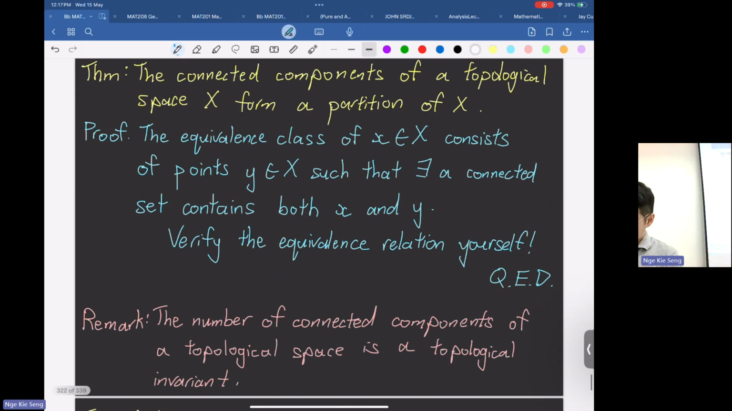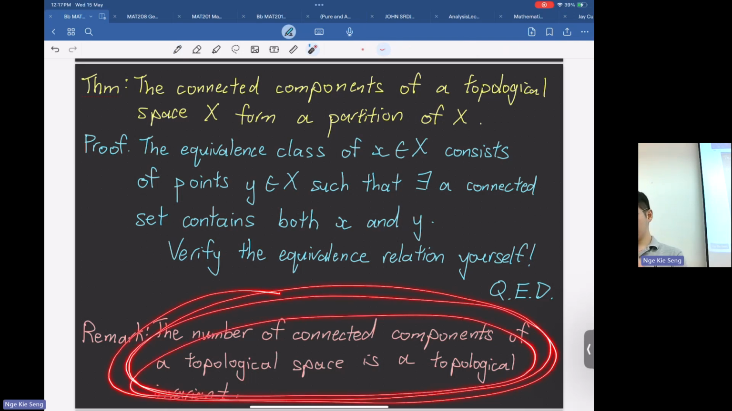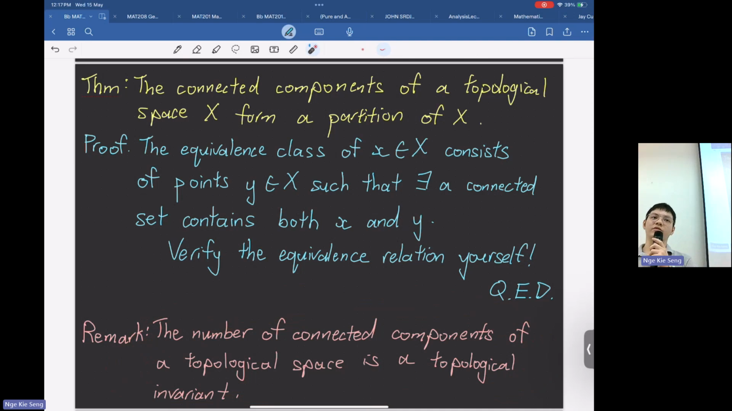Then we say that the connected components form a partition of X, which gives an equivalence relation on X. One remark we didn't make last time is that the number of connected components of a topological space is a topological invariant. If you have a topological space and you know which sets are open, you can look for these connected components, and the number of connected components won't change.